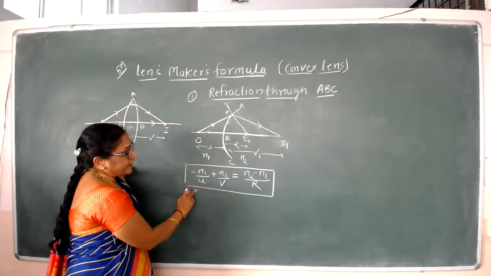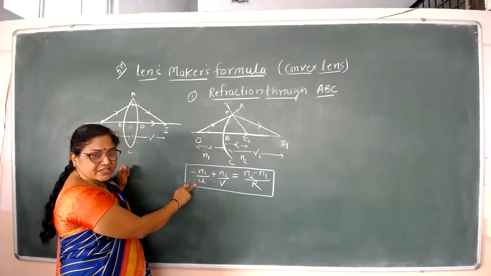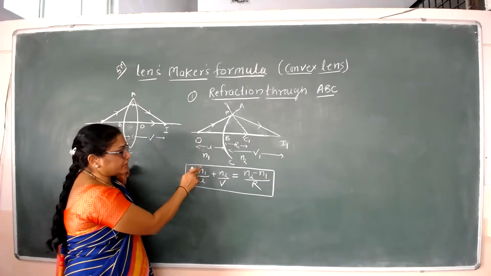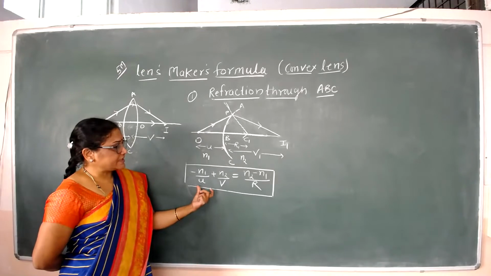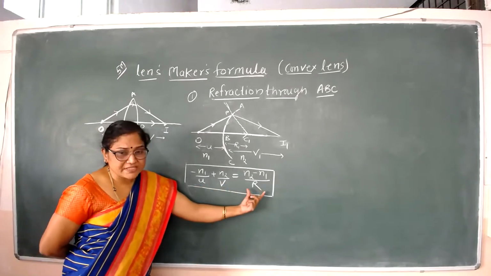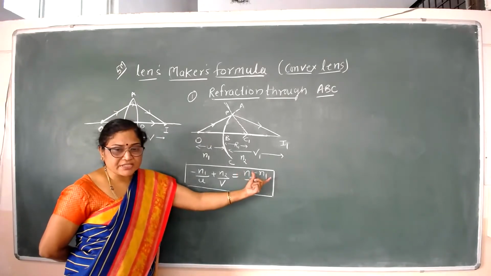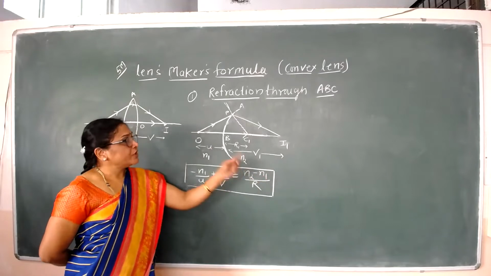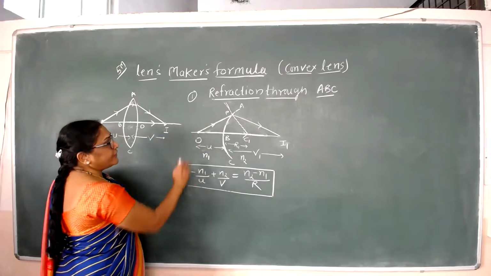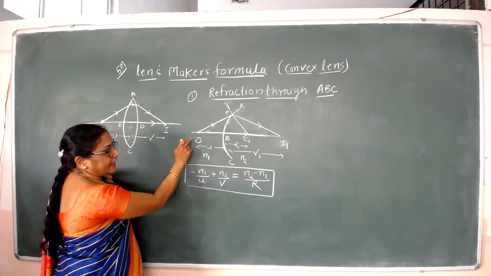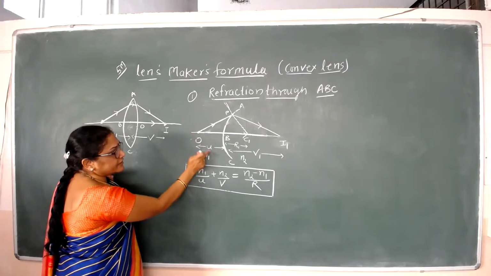So when we apply this formula to this figure, N1 is the refractive index of the medium where the object is situated. U is the object distance, V is the image distance, R is the radius of curvature. N2 is the refractive index of the denser medium and N1 is the refractive index of the rarer medium. When we compare this formula and this figure, we observe that the object is situated in the N1 medium.